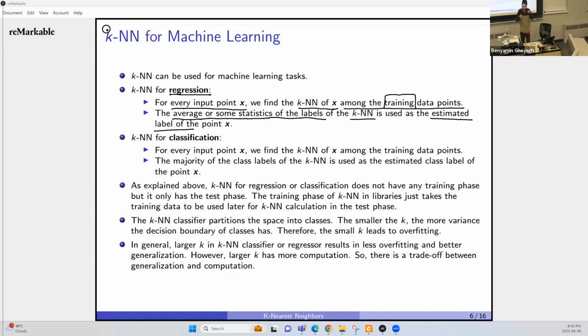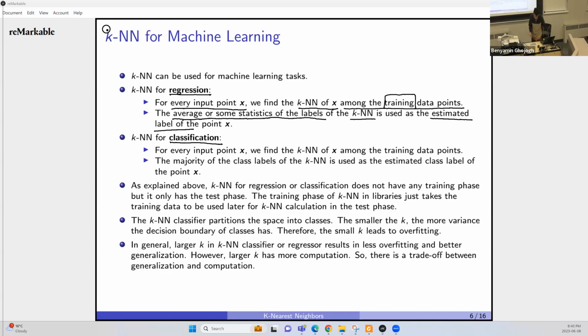So for every point which comes, or every point in this space, I can find its k nearest neighbors from the training data points, and each of them has some target label. So in regression, I can simply take the average of the k labels of the k nearest neighbors. And this will be the estimated label for this point. Or some other statistics. Someone might take the median or any other statistics. Usually the average is used.